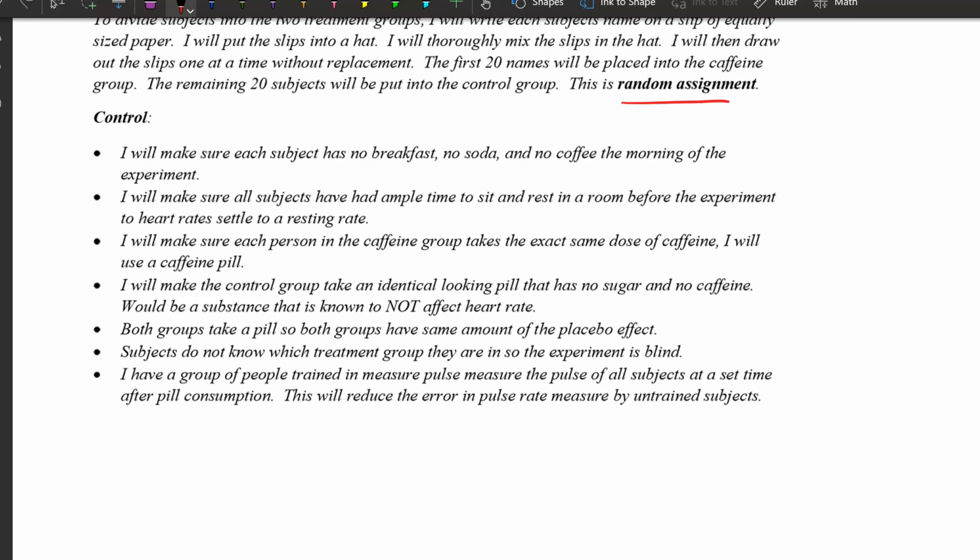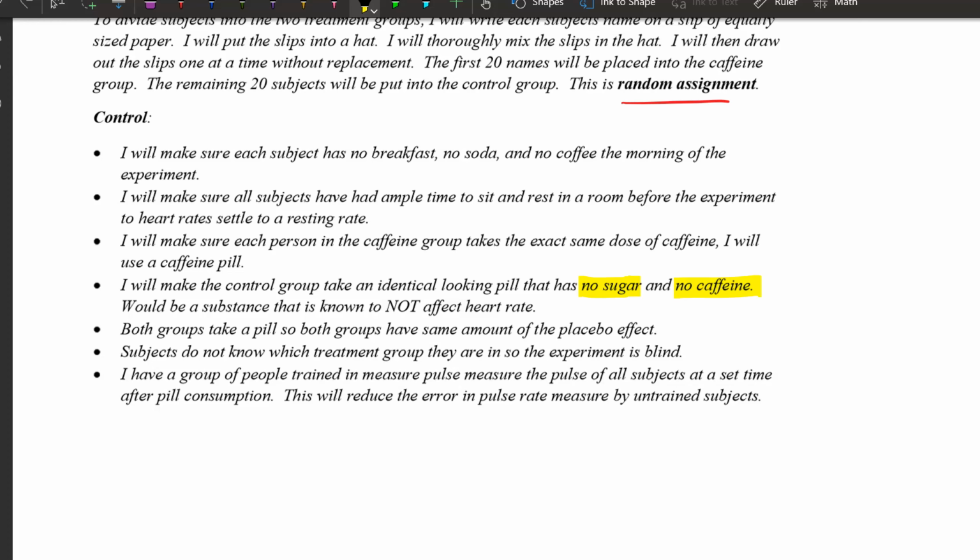I will make sure each person in the caffeine group takes the exact same dose of caffeine. I will use a caffeine pill. So I'm not going to let some people take a little bit and some people take a lot. They'll all take exactly the same amount. I will make the control group take an identical looking pill that has no sugar and no caffeine. Usually a placebo is a sugar pill, but we wouldn't want it to be a sugar pill in this case because maybe sugar would cause an increase in heart rate. So the no caffeine group is not going to get any sugar nor any other substance that may affect heart rate.